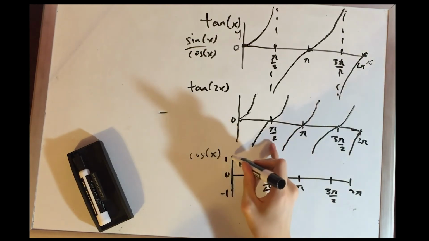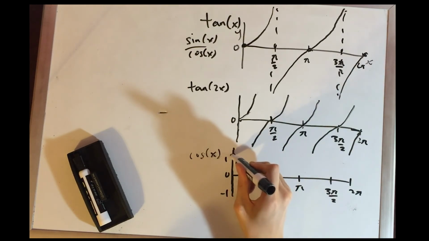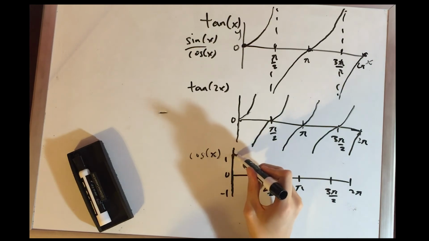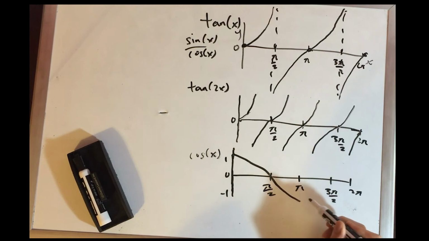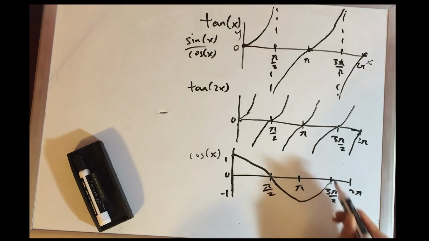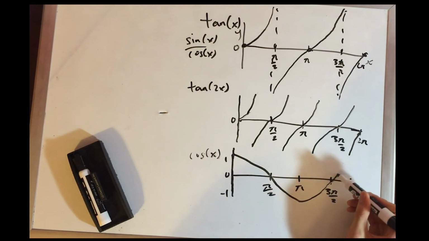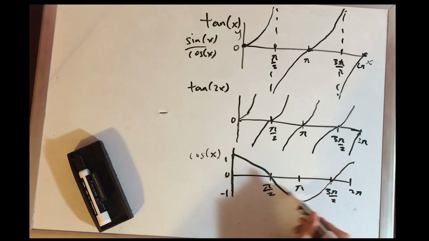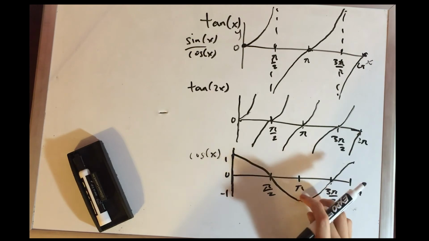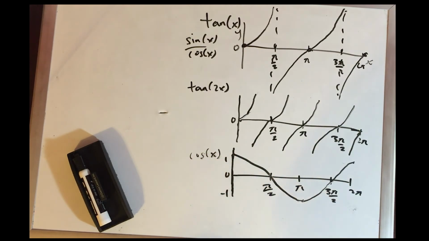So cosine of x is going to start at 1 at x equals 0. It's going to go down to 0 at pi over 2. And it's going to hit negative 1 at pi. And it's going to go back up to 0 at 3 pi over 2. And then it's going to hit 1 at 2 pi. So here's the whole wavelength of the function. It's of length 2 pi.